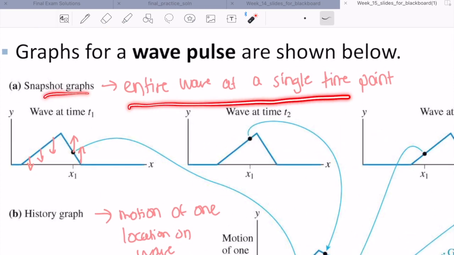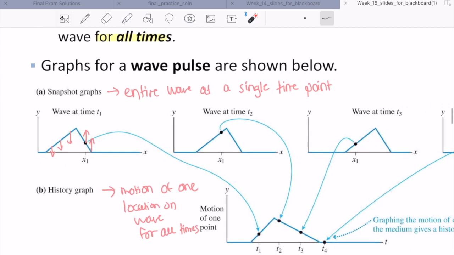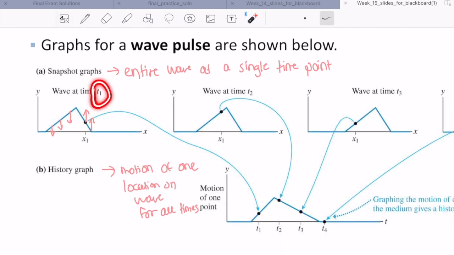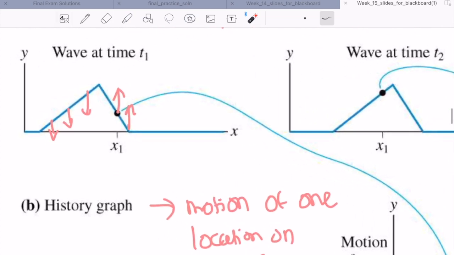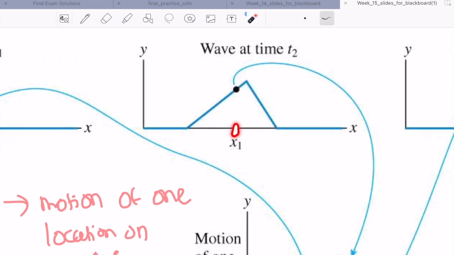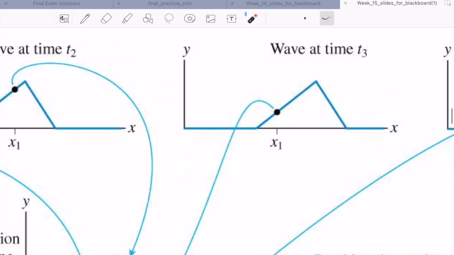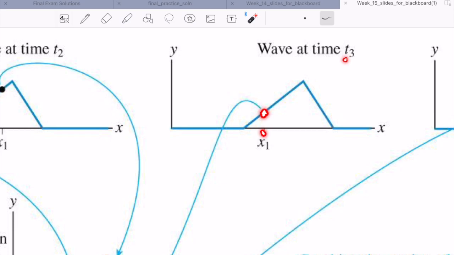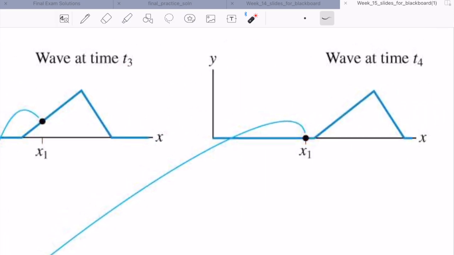So, snapshot graphs show our entire wave at a single time point. If I look at this snapshot graph, this is at time 1, time 2, and time 3. If this is my entire wave and I'm just looking at x equals 1, this is position 1. Let's not necessarily say a bead, let's just say this is position 1 that we're looking at. At wave time 1, this is what the position looks like. At wave time 2, it's the same position, but now it's elevated. At time 3, now it came back down. At time 4, now it's flat. That shows you the progression of the wave, like that example of the bead.